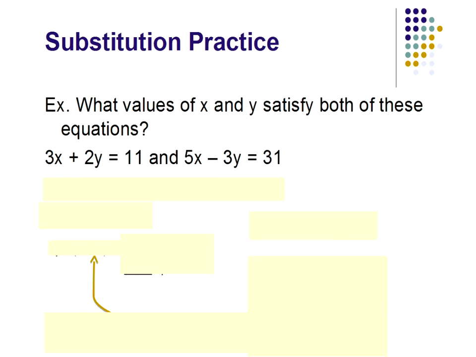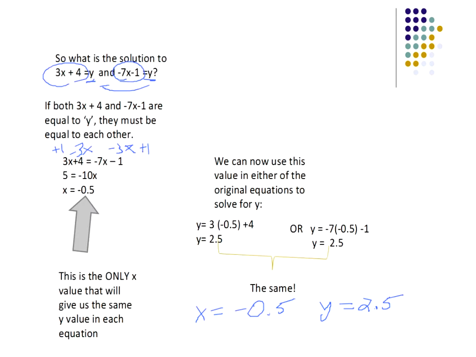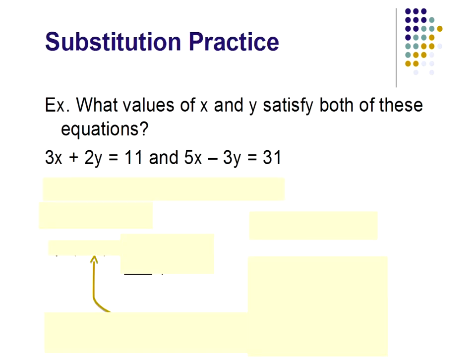Now, that was kind of an easy scenario where they both were in the y equals mx plus b form, so we could just set them equal to each other. Sometimes they're not in that form, so we could put them in that form. But what we can do as well is what's called substitution. And the key for substitution is that we're going to solve one of the equations for one of the variables.